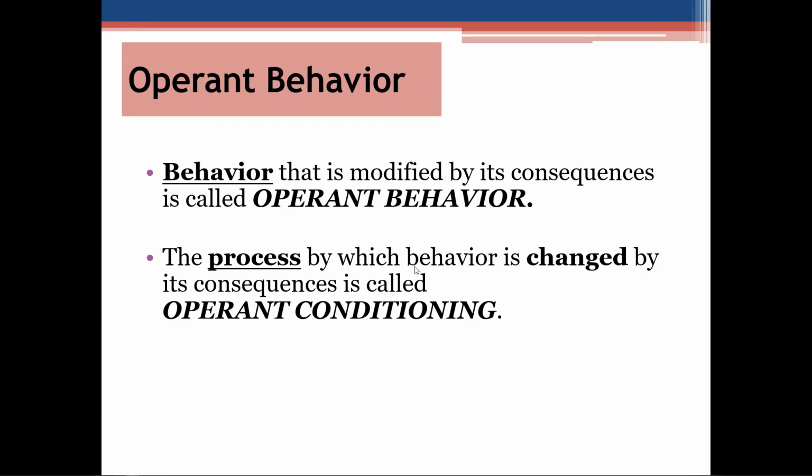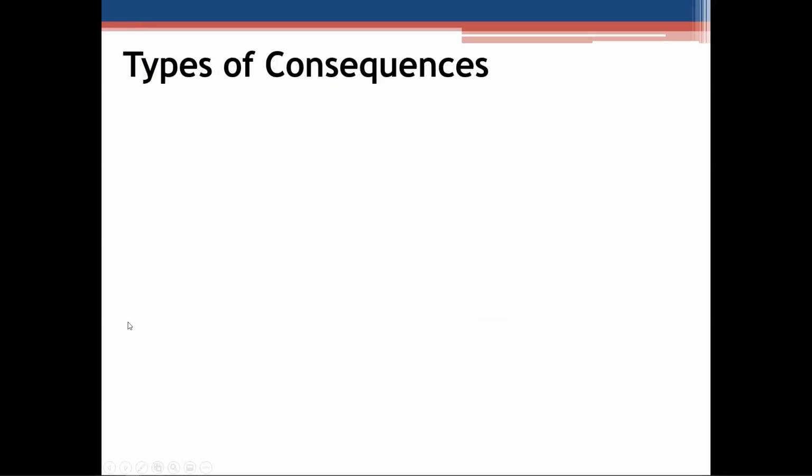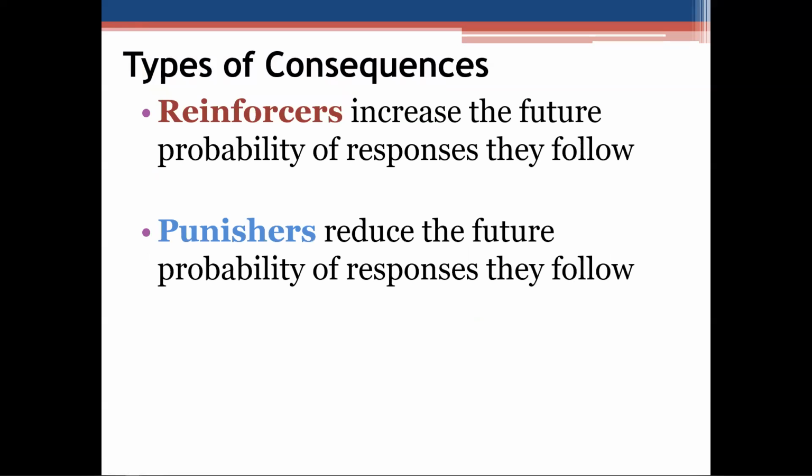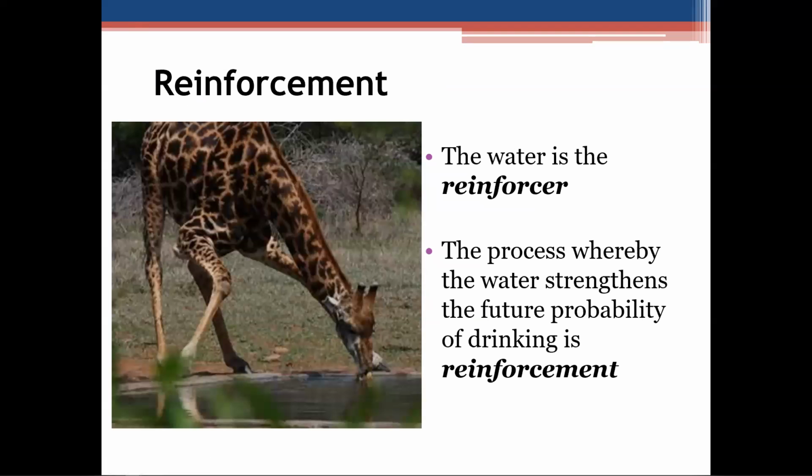So behavior that is modified by its consequences is called operant behavior. The process by which behaviors change by its consequences is called operant conditioning. There's a variety of types of consequences out there, but critically we can categorize them into reinforcers and punishers. Reinforcers simply increase the future probability of behavior, and punishers decrease the probability of that behavior in the future.